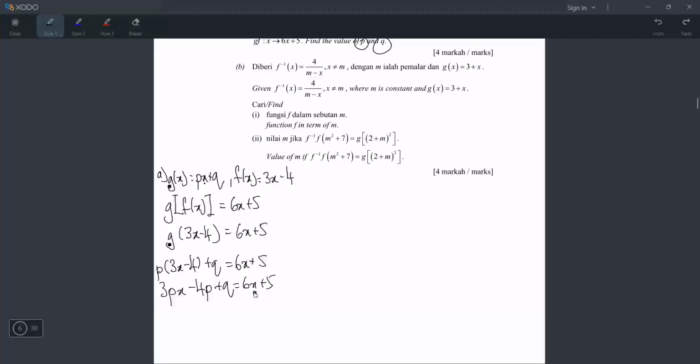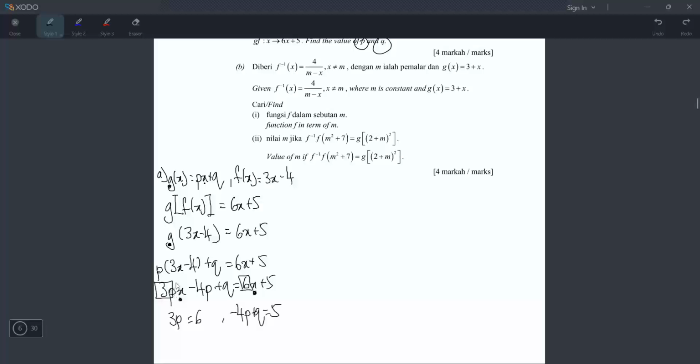So if you look at here, here got x, here also got x. So just compare the coefficient of x with the coefficient of x. So the coefficient here is 3p. So 3p equals to 6, like this, done. Same thing here. What's at the back here? 5, right? So equals to 5. But what's at the back here? Don't just say q, it's the whole thing. So the whole thing, negative 4p plus q, right?